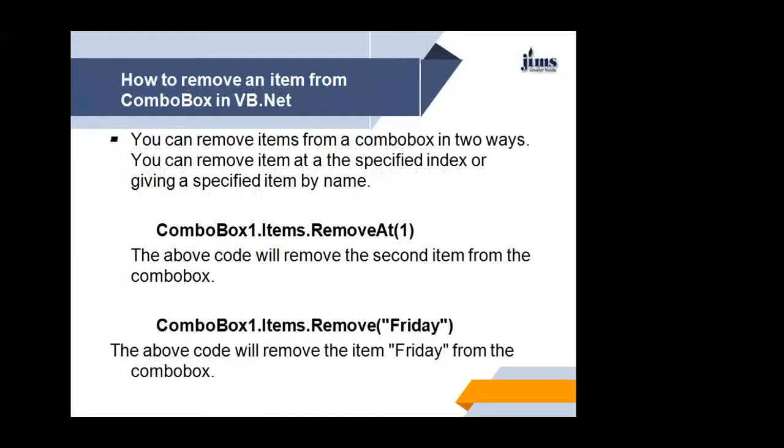How to remove an item from the combo box? You can remove items from a combo box in two ways. You can remove an item at a specified index or by giving a specified item name, like ComboBox1.Items.RemoveAt(1). The above code will remove the second item from the combo box, because the first item will be 0 and 1 will be the second item. And ComboBox1.Items.Remove("Friday"). The above code will remove the item Friday from the combo box.